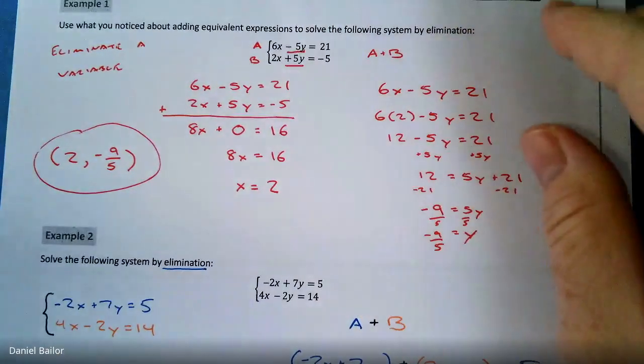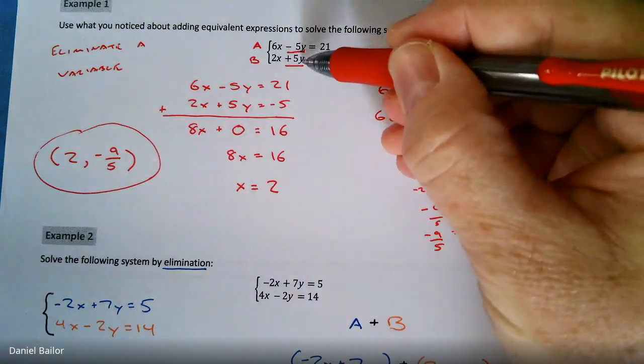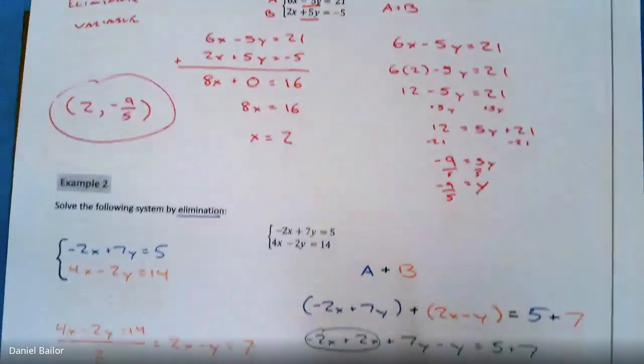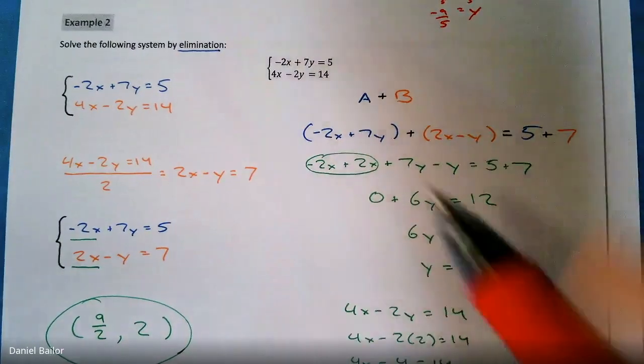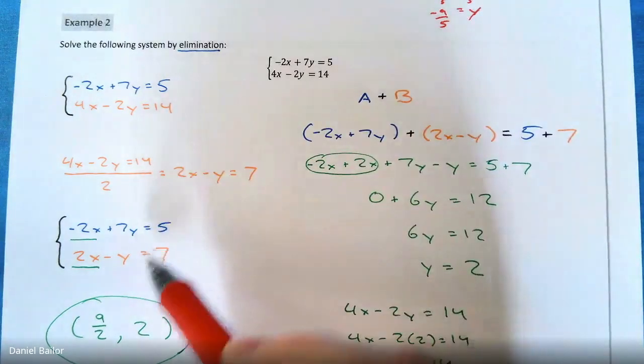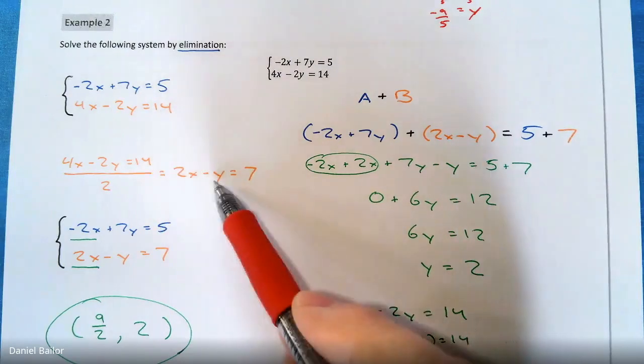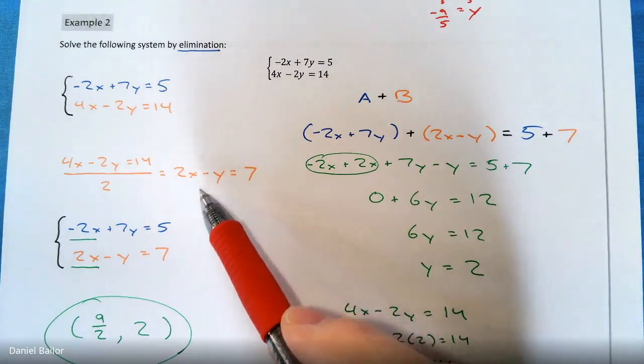Now you'll notice this involved a little bit more than example A. In example A, the opposite terms were obvious when we saw them. In example 2, we had to change one of the equations to make the opposite terms obvious. So we changed the orange just a little bit. It's still the same thing. We didn't really change it.